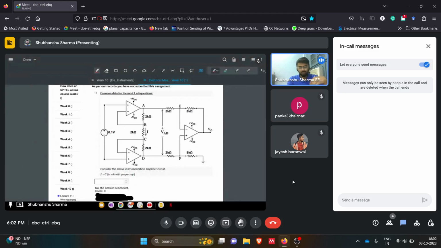But with instrumentation amplifiers, as you can see in front of you, this is one instrumentation amplifier, there will be no current passing in these branches, so it gives a lot of improvement in your applications. So that is one thing.